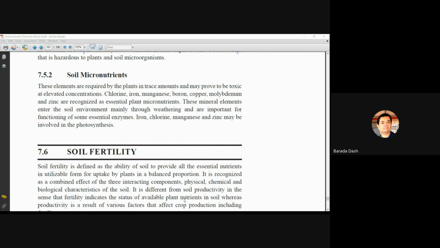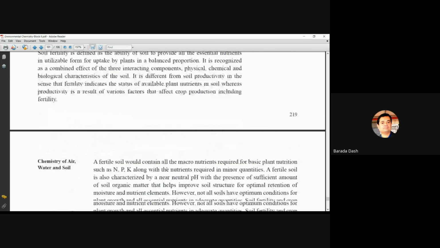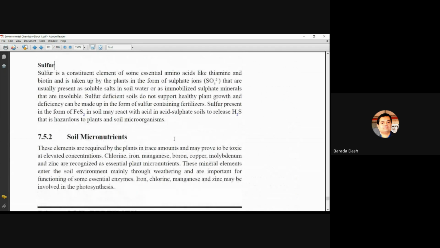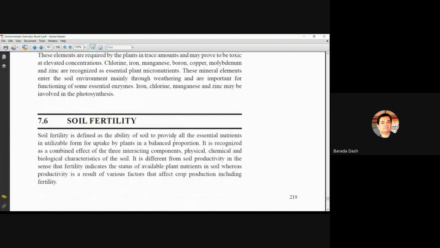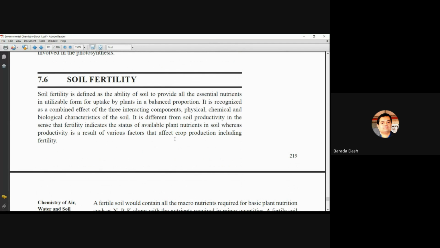So basically, I can tell you something more about soil fertility. Soil fertility is defined as the ability of the soil to provide all essential nutrients in utilizable form for uptake by plants in a balanced proportion. It is recognized as the combined effect of three interacting components: the physical, chemical, and biological characteristics of the soil.